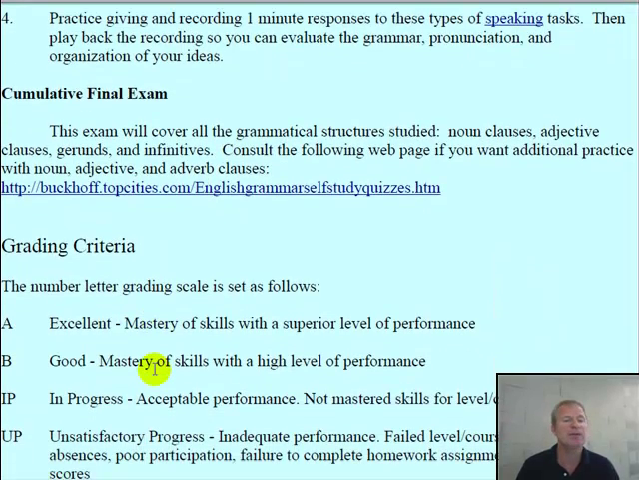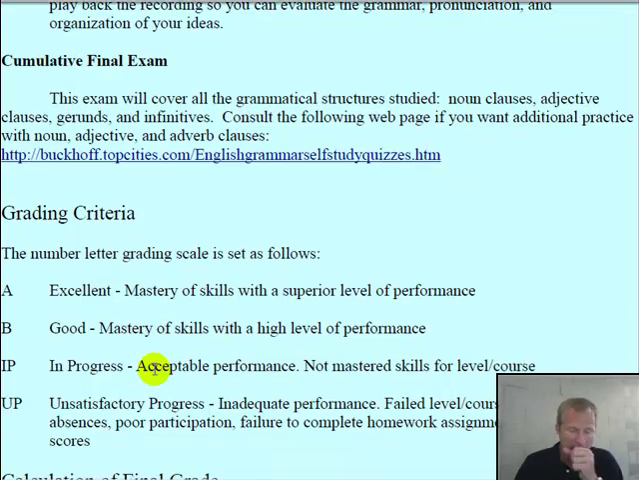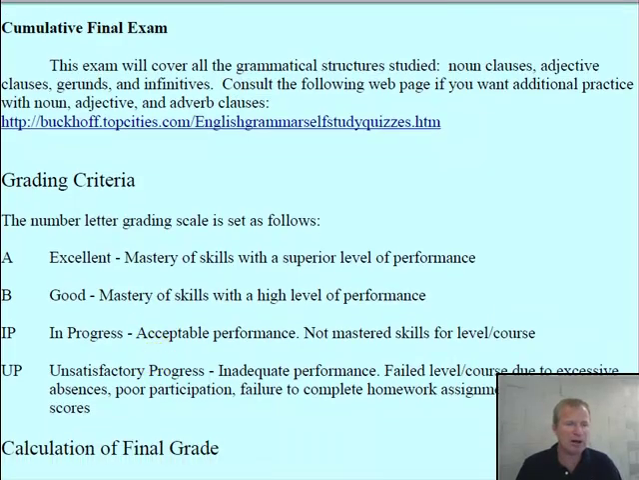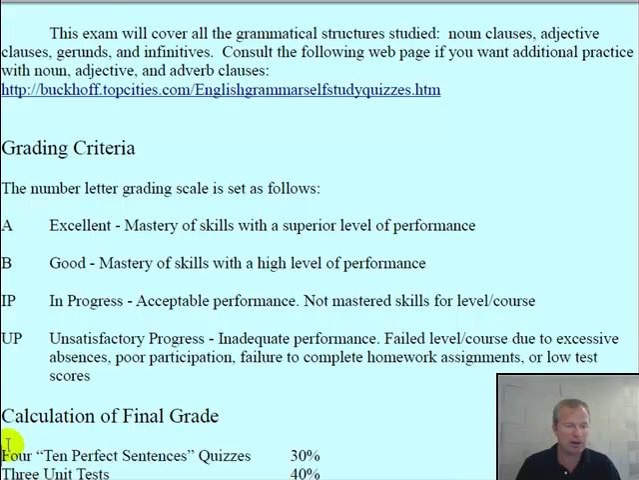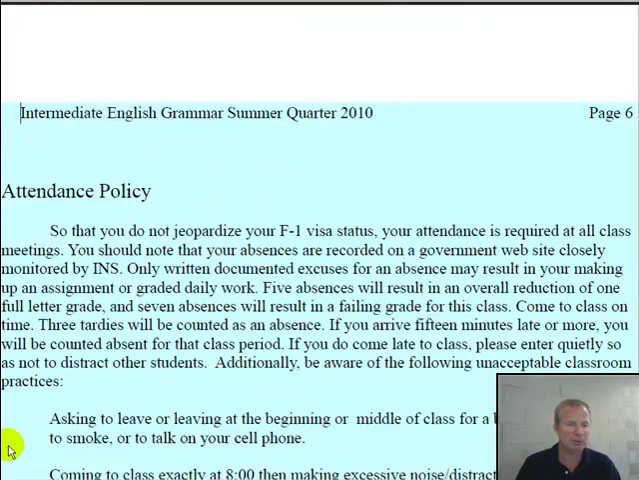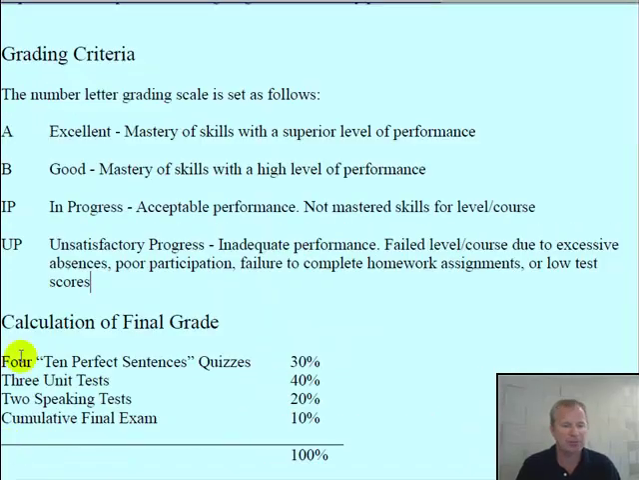Your grade, we talked about this in class a little bit. Your grade is based on A, B, IP, or UP. You can read over that. We talked about this in class today. Calculation of your final grade: you have 30 points for the 10 perfect sentences, 40 points for the 3 unit tests, 20 points for your 2 speaking tests, and the cumulative final is 10 points.